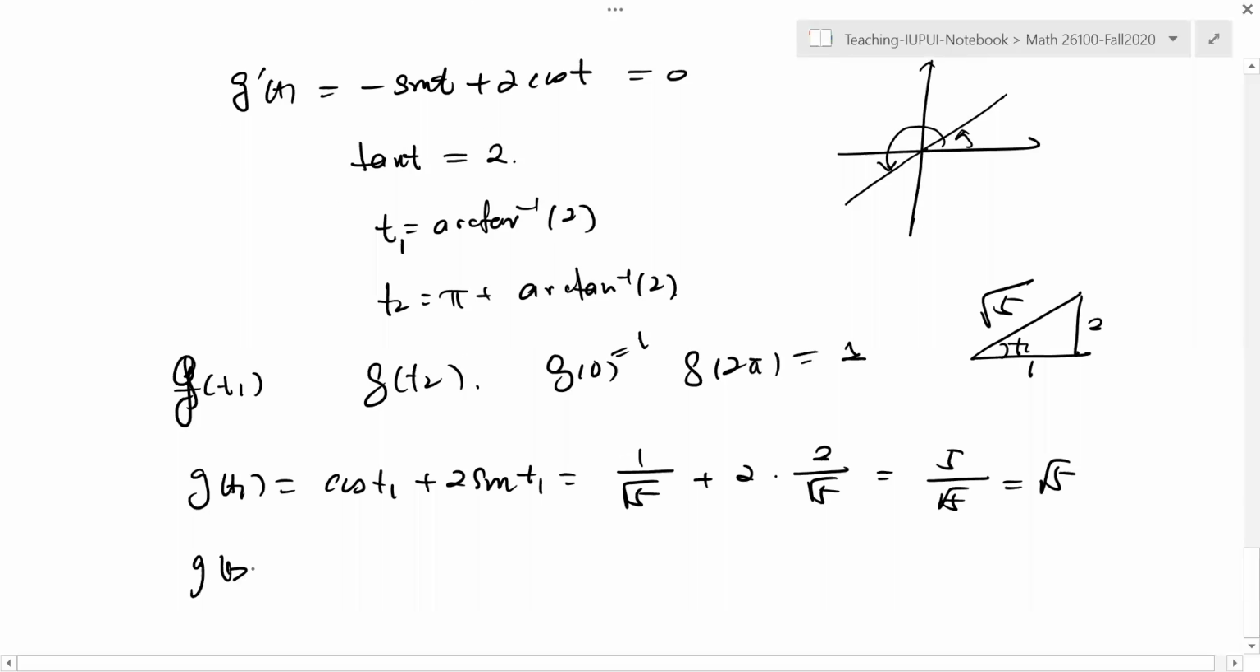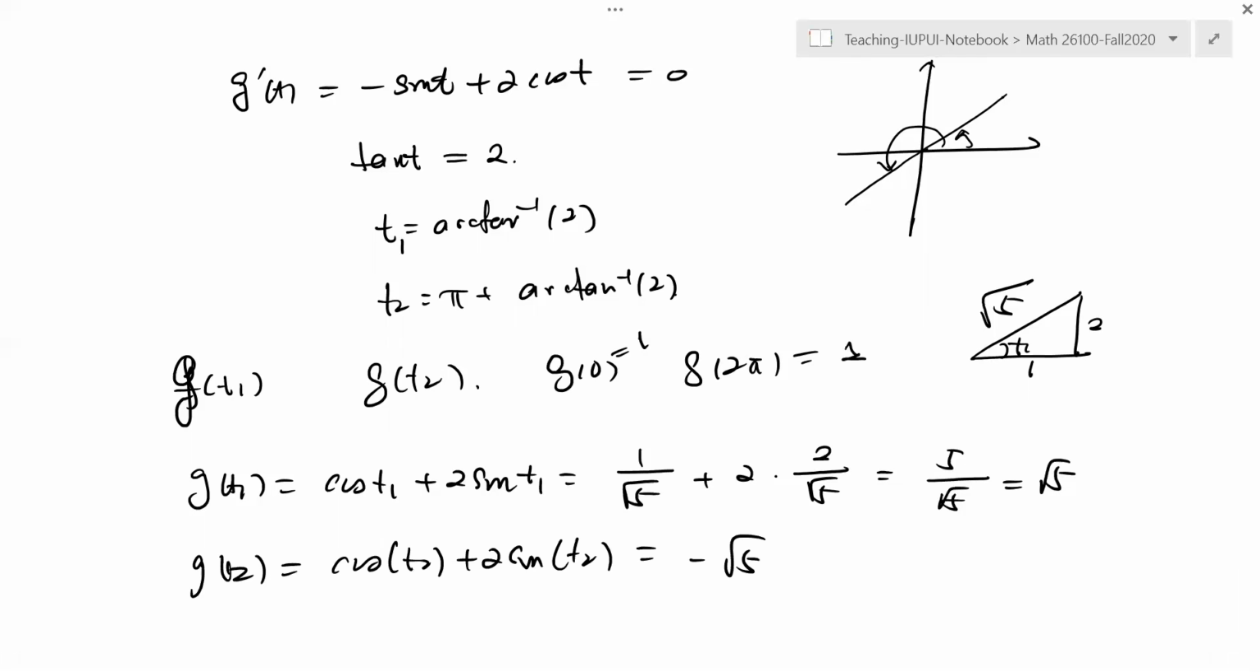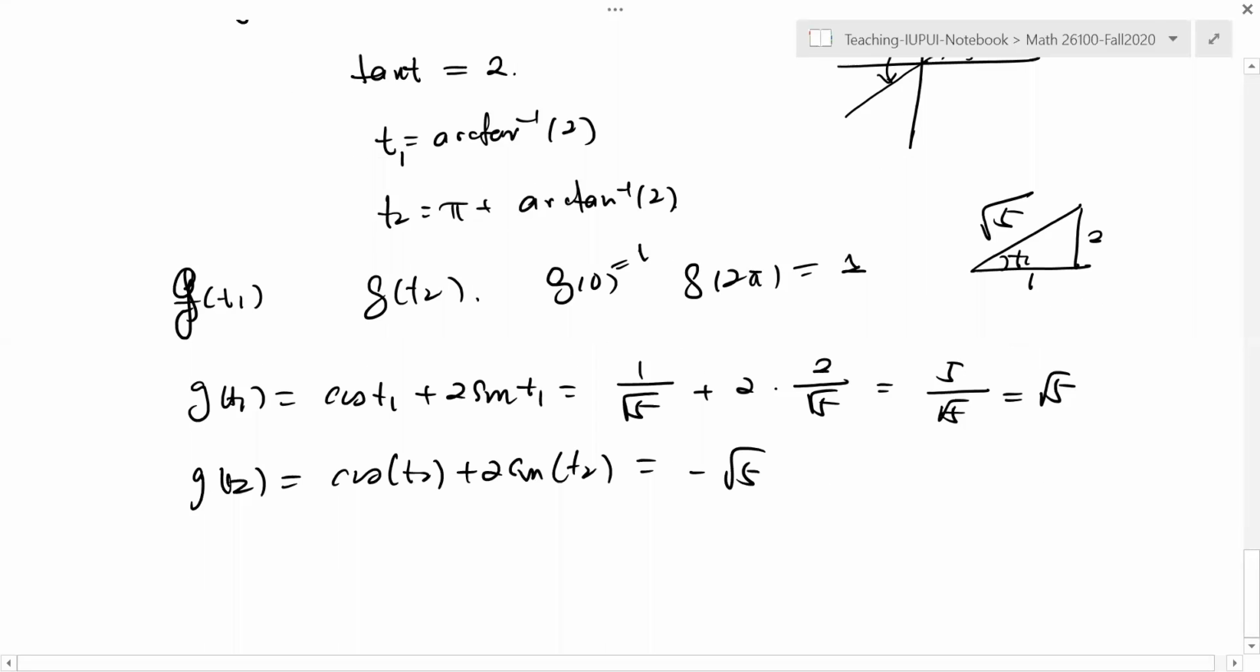And G(t2) is going to be cosine t2 plus 2 sine t2. In this case they both are negative, so the answer is negative square root 5. So now it's pretty clear, right? The absolute maximum value of G is square root 5. The absolute minimum value of G is negative square root 5. That's also the absolute maximum value of F. So you can see that the absolute maximum value of F is going to be square root 5.